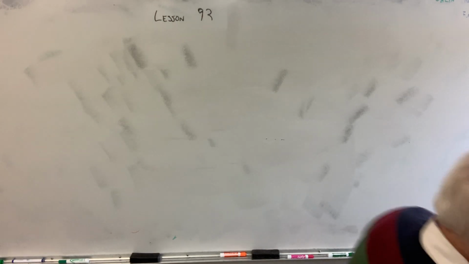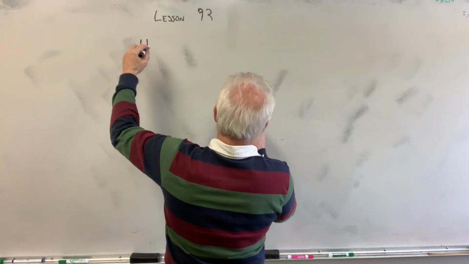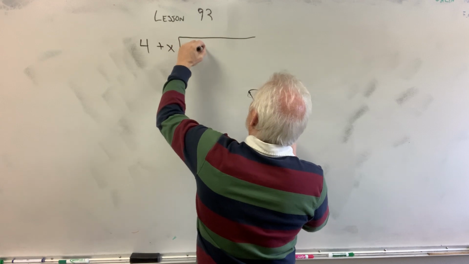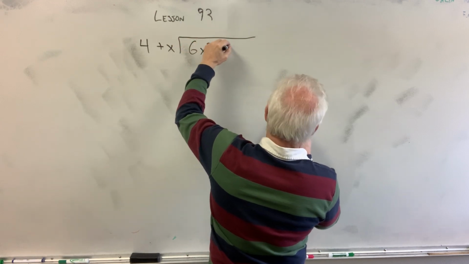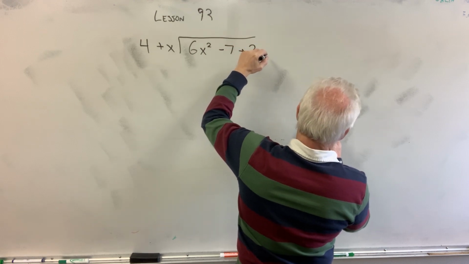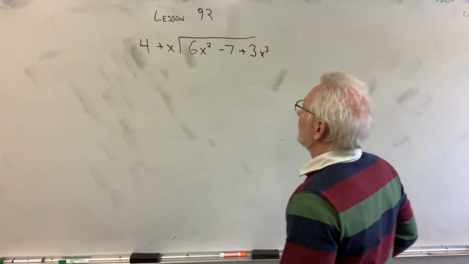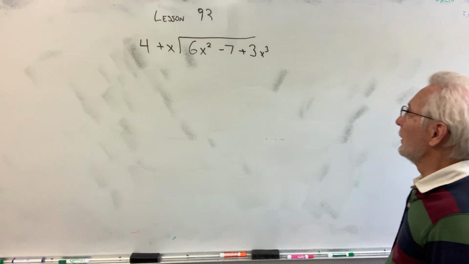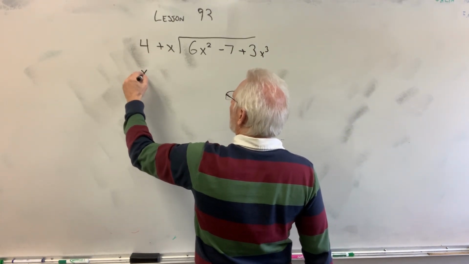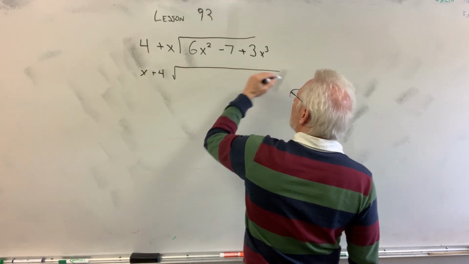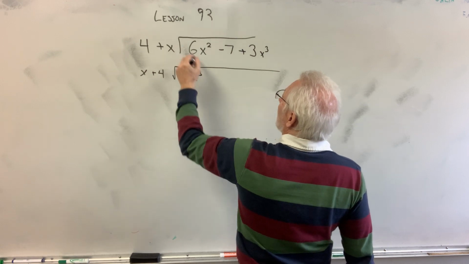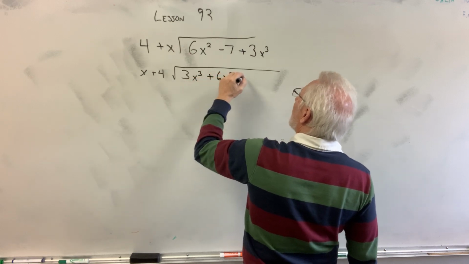Already got it in there. I'm going to already put it as 4 plus x divided into 6x squared minus 7 plus 3x cubed. Now, first thing you're going to look at and say, things are out of order. Okay, we got to put them in the right order so we can do this. This is addition, so that's easy to change. We get x plus 4. Okay, and then we got to put this in the standard order. We start with the highest degree, 3x cubed. Okay, plus 6x squared minus 7.